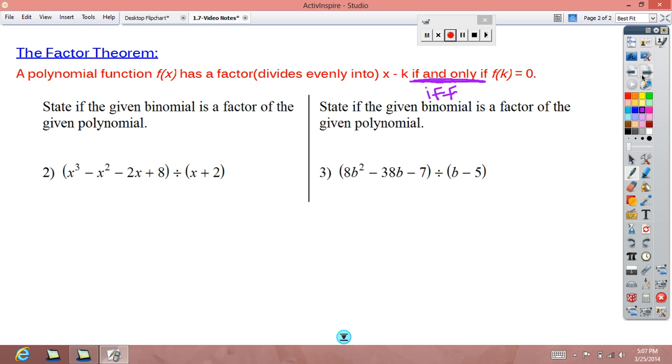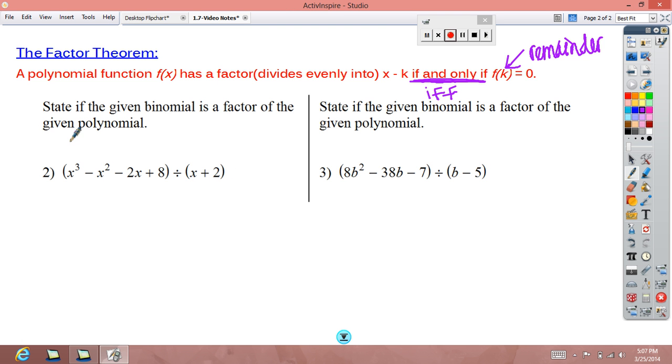But we don't want that 4. We want f of k equals 0. If it's 0, then it's a factor. It means it has no remainder. They divide evenly into each other. So just a note there that that's the remainder. The remainder equals 0. So let's try this here.